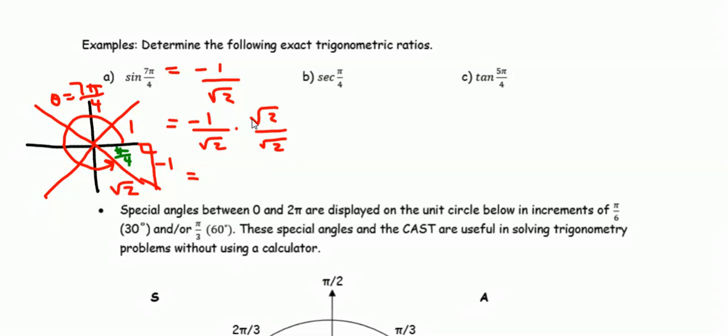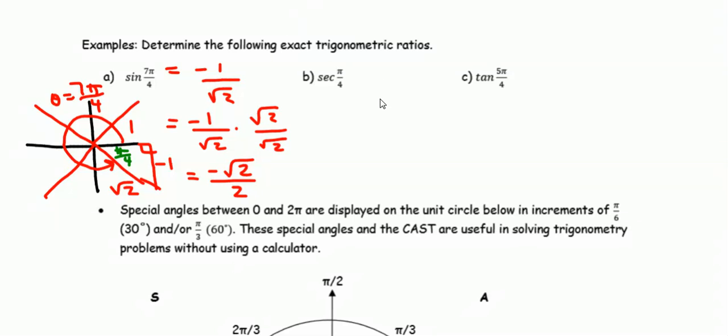And when I multiply the tops by the tops, that's the square root, negative the square root of 2. And then this is the square root of 4, which is better known as 2. Okay? So that's called rationalizing the denominator. All right, the sec of pi by 4.